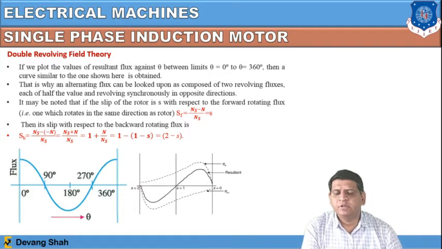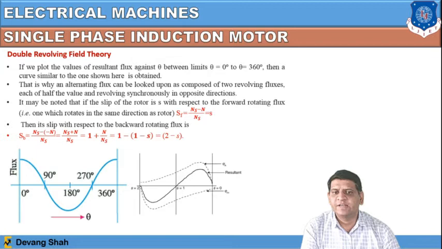That's why the alternating flux can be looked upon as composed of two revolving fluxes, each of half the value and revolving synchronously in opposite directions, like this. So this part is defined during the full complete cycle. If you see here the flux becomes zero, then here you get very little flux because of one vector, and this is because of the other vector. So the resultant value of flux you can see like this. That's the alternating flux you are going to get during the complete full cycle.